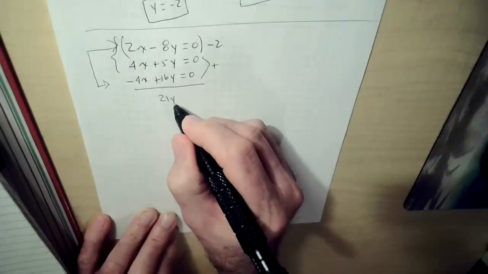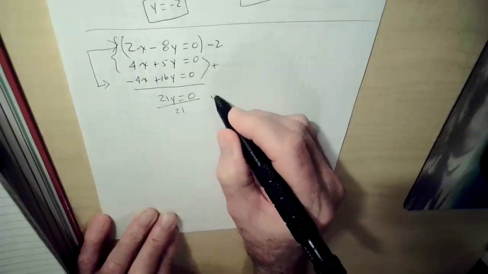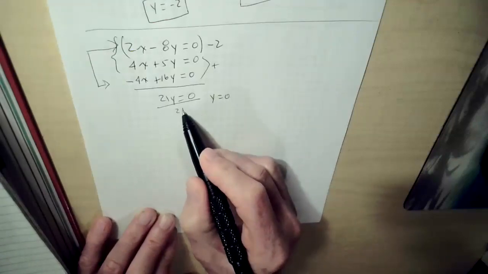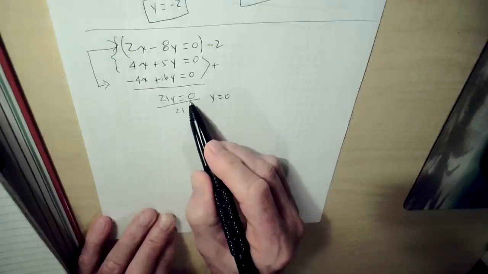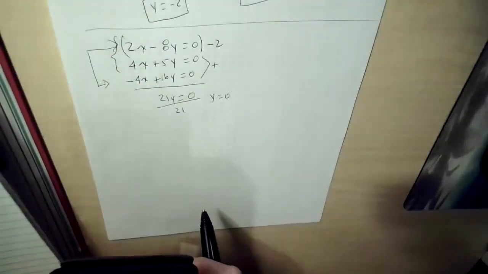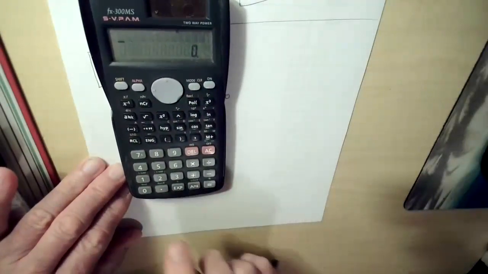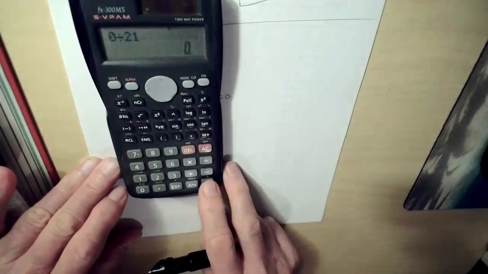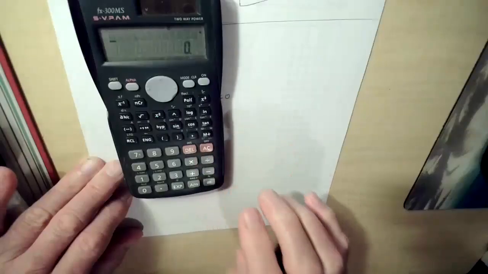4x minus 4x is 0. 8y plus 5y is 21y? 21y equals 0. Divide by 21. Y is 0. If you forget what this is, put it in your calculator from top to bottom: 0, fraction bar means divided by. 0 divided by 21 is, make sure you put it in right, 0.